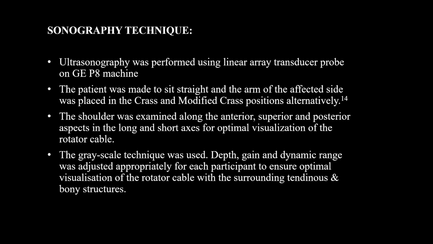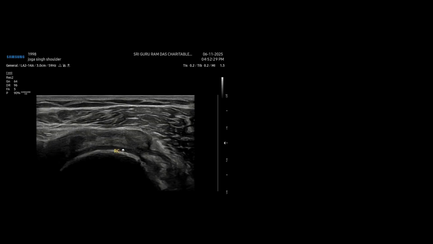Technique: we used a linear array transducer, a linear probe, on a G8 machine. The patient was made to sit straight, and the arm of the affected side was placed in cross and modified cross positions alternatively. The shoulder was examined along the anterior, superior, and posterior aspects in the long and short axis for optimal visualization of the rotator cable, and the grayscale technique was used. Depth, gain, and dynamic range were adjusted appropriately for each participant to ensure optimal visualization of the rotator cable with the surrounding tendons and bony structures.